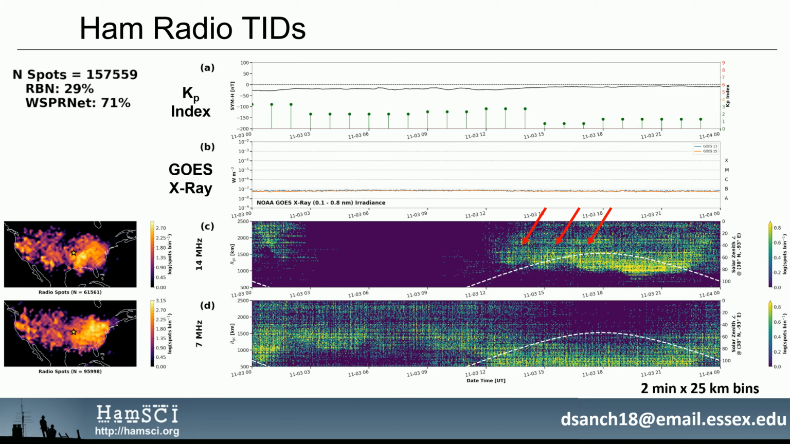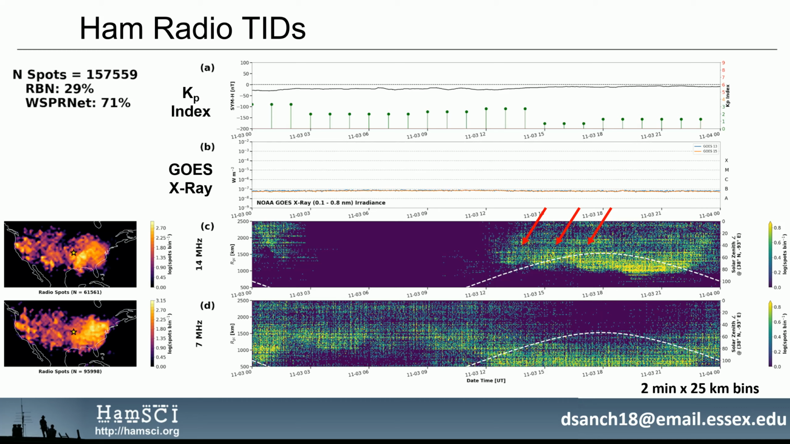Figures C and D show ham radio activity from spot data coming from both RBN and WSPRNet over a 24-hour period separated in 2-minute interval bins, with our y-axis being the skip distance of a spot and spot density represented by the color scale on the right. More yellow colors represent more spot density, while more blue colors represent less.